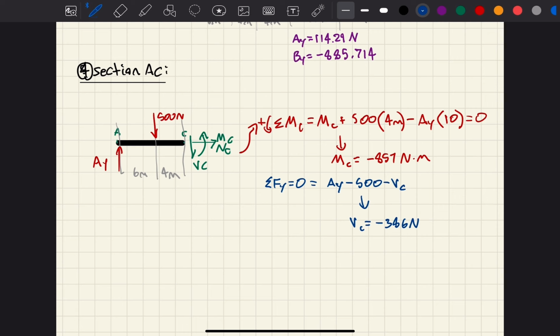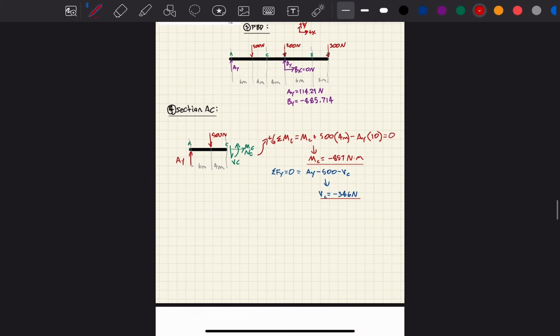Again, that's the exact same concept we set up here. That basically just means that we guessed our VC force wrong. We assumed it to be downwards in the negative Y direction, but actually it's in the positive Y direction, like so.